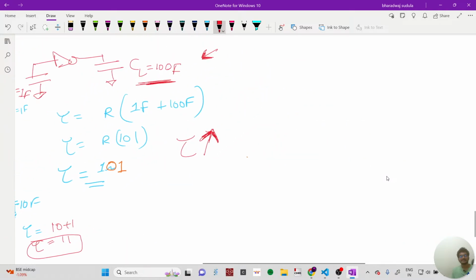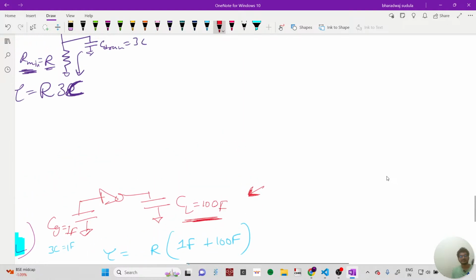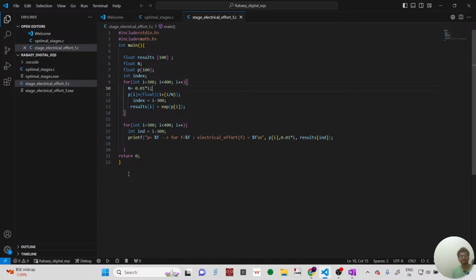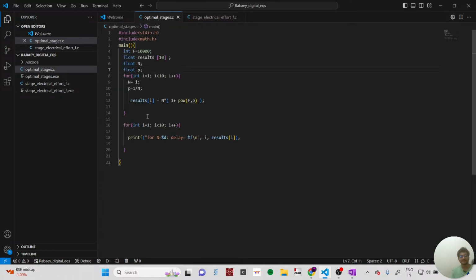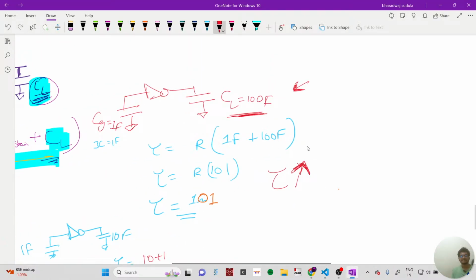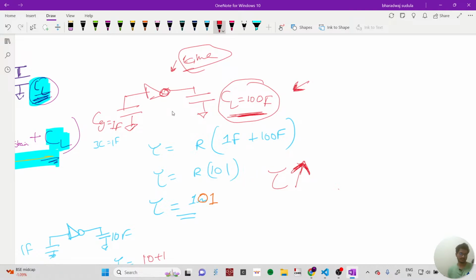So with this abstraction, what I'm trying to say is that driving this 100 farad by this single inverter takes a huge time. The delay will be huge. So we have to do something so that the delay will reduce.